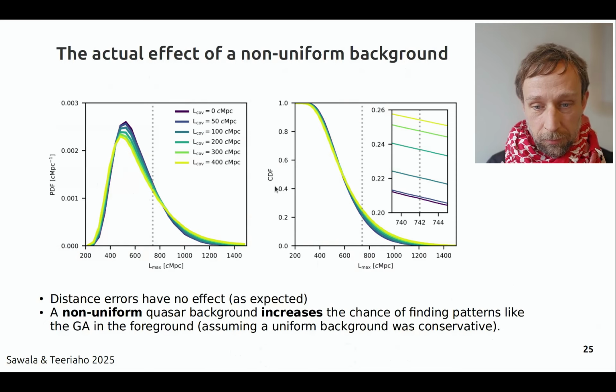This is the cumulative distribution function. This is now the actual length of the giant arc, which is shorter than we had initially estimated. And you can see the dark blue line here. This is assuming the uniform quasar background gives you a pattern like the giant arc in about 21% of cases. If you make the quasar background inhomogeneous, you actually get more patterns in the foreground. Not by much, but it's definitely not less.